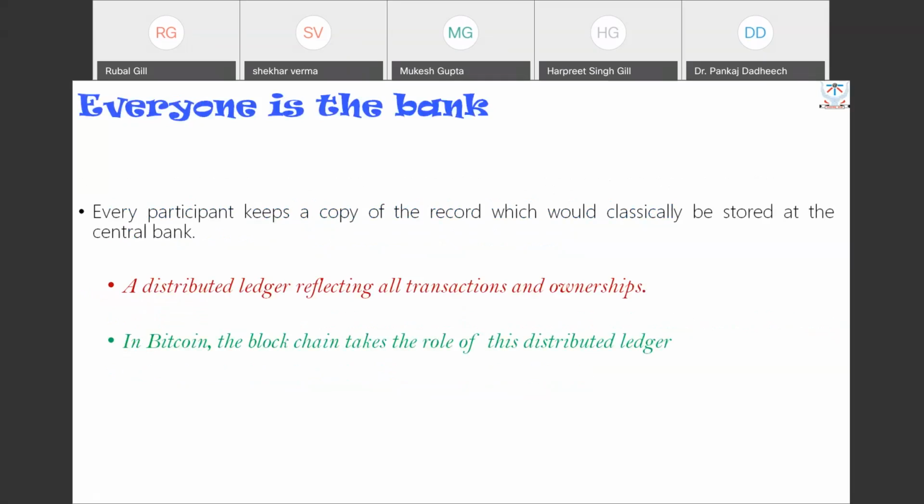So what is the solution? Where is the bank? So blockchain said everybody is a bank. When everybody is a bank, then everybody keeps a record of whatever is happening.